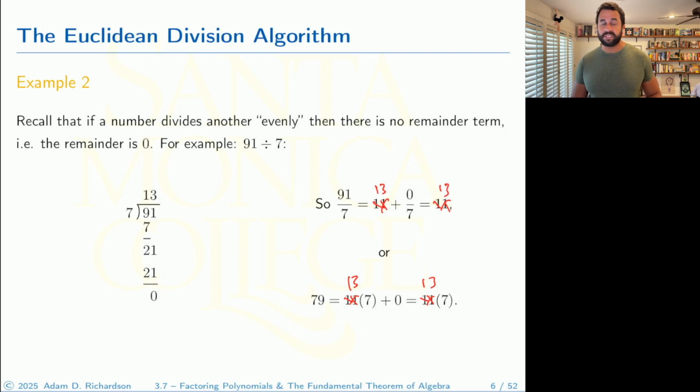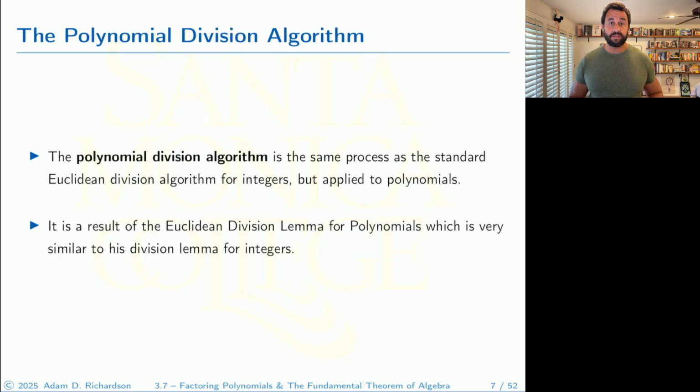So in other words, 7 is a factor of 91 because when we divide 91 by 7, we don't get a remainder. We just get the quotient, which is 13, and then we get nothing else, right? Okay. Now, we're going to see how that extends to polynomials.